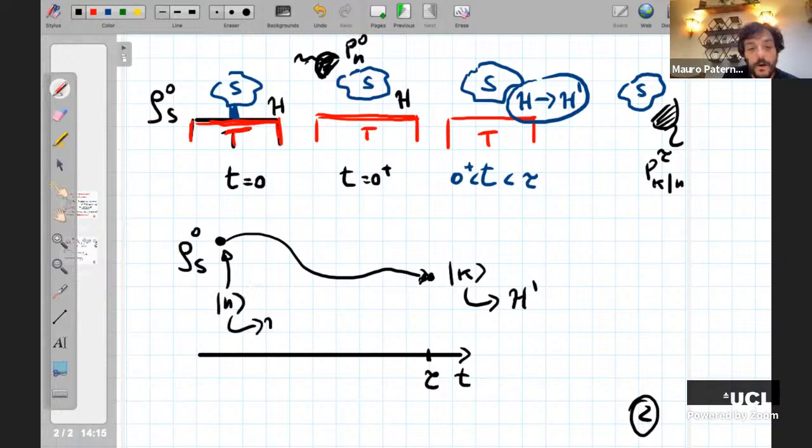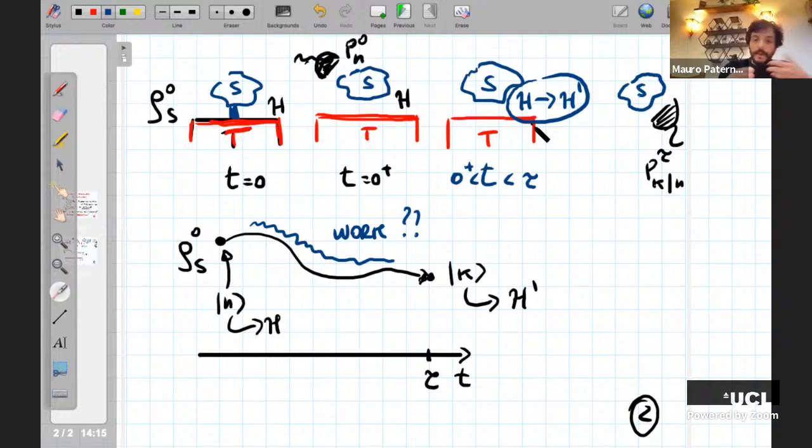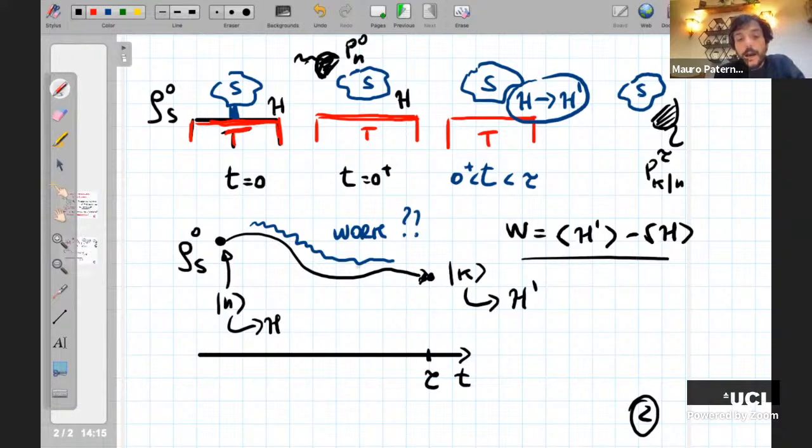During this period of time, I'm performing work. How much is this work? Why am I performing work? Because I'm changing the Hamiltonian. I've driven my system, I've changed its energy. So how much work am I performing? Basically it's just the change in the expectation value of the Hamiltonian from H to H dash. But this quantity will pretty much depend on how I'm running the experiment.